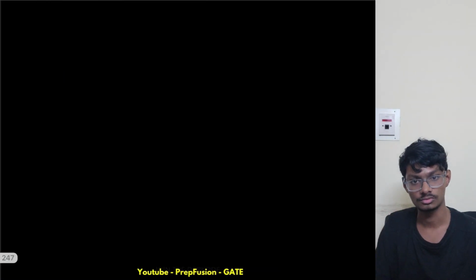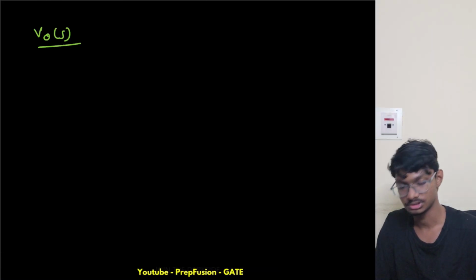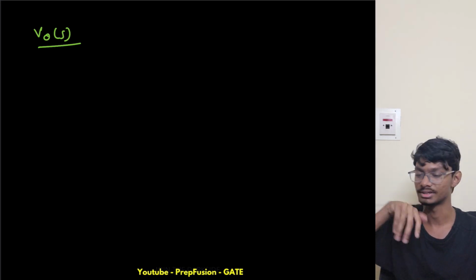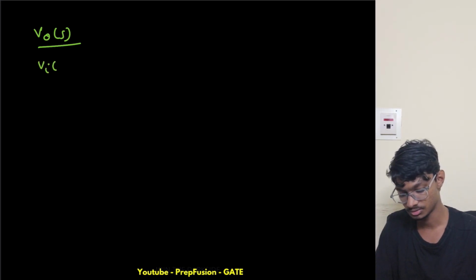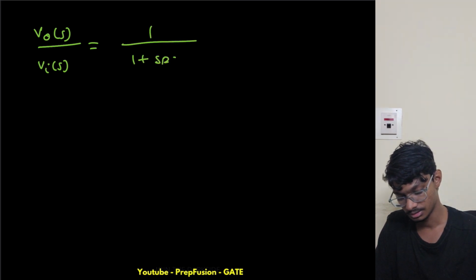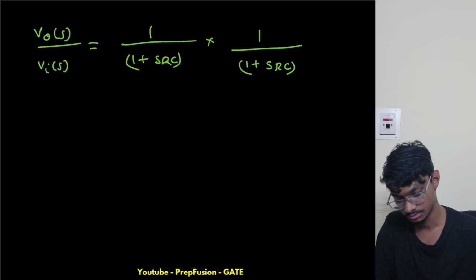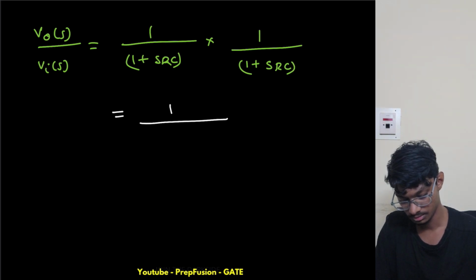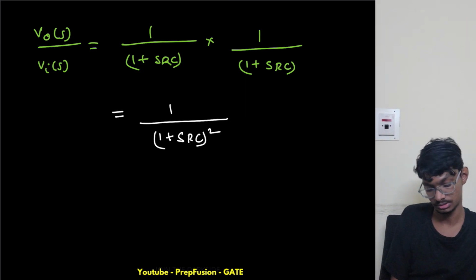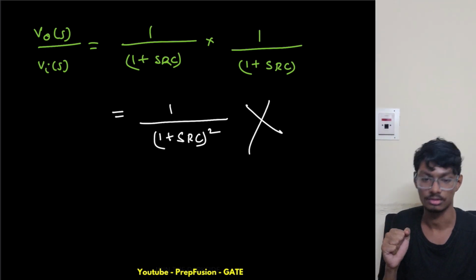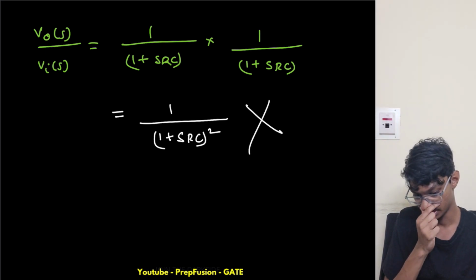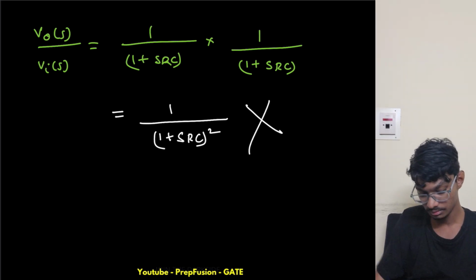So if we cascade these two, then what will happen? You might say, just simply multiply these two, right? Cascading, I hope you have studied this somewhere in a semester or something. Cascade these two, then just simply multiply 1 by 1 plus sRC times 1 by 1 plus sRC. So 1 by (1 plus sRC) whole square. So this is wrong, this is not correct, okay?